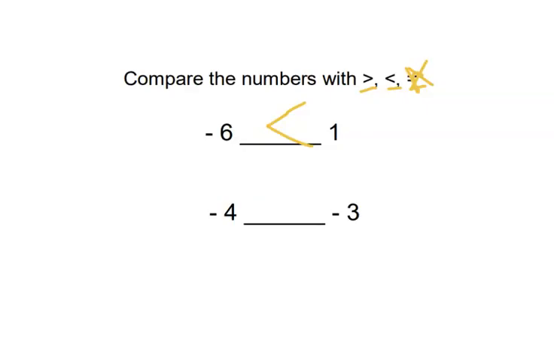And then we have a -4 and a -3, so not quite as easy. So you have to think about a number line. Which number is going to be further to the left on the number line? Well, it's -4. So the number that's further to the left is smaller. So -4 is less than -3.